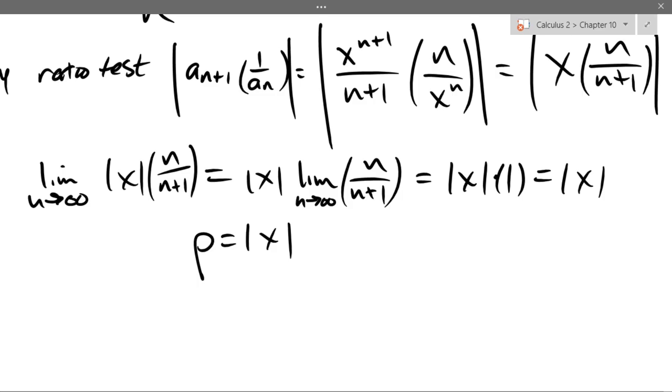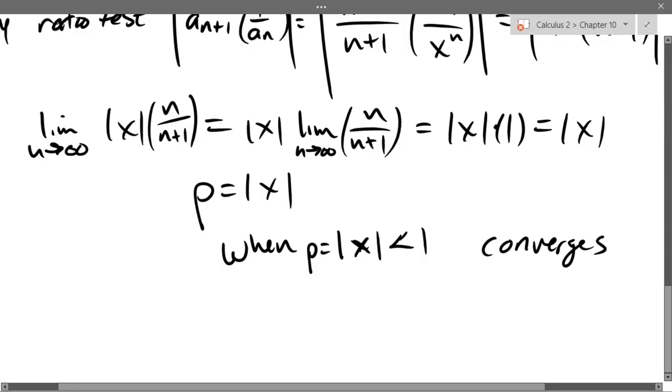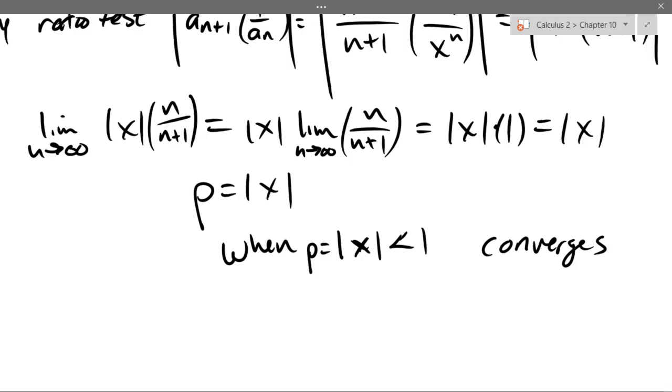So from here, what happens if rho is less than 1? So what happens when this is less than 1? What can we say? Converges. Now, I'm not going to write it down, but I will say what happens when absolute value x is greater than 1? Diverges. What happens when absolute value of x equals 1? Yes, we have no idea.